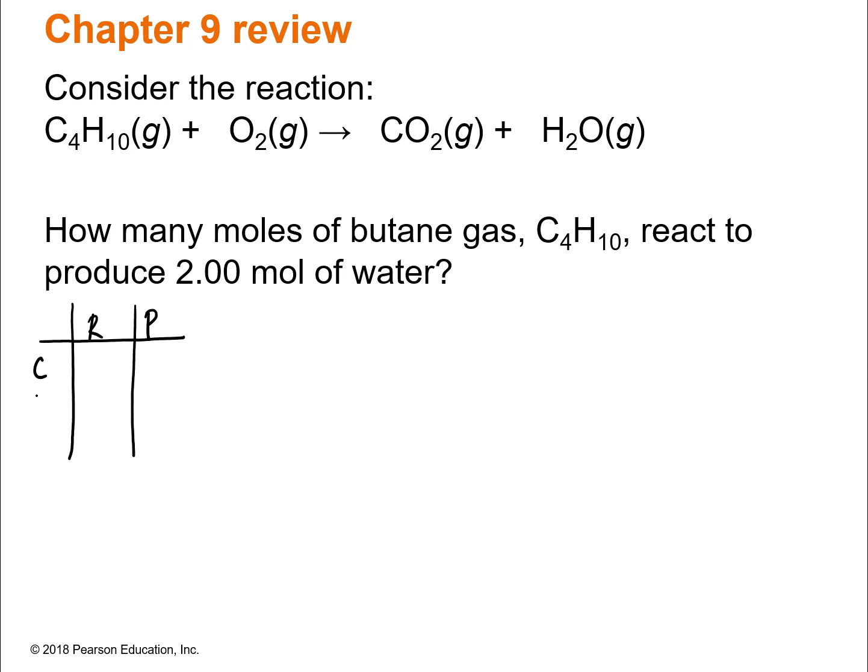We've only got 3 elements: carbon, hydrogen, and oxygen. Reactant side, we fill in what we have. Product side, we fill in what we have. For the oxygen, you see oxygen in 2 places. There's 2 in the carbon dioxide, 1 in the water, for a total of 3 oxygen atoms. That's going to be the hardest part to balance because you see it in 2 places.